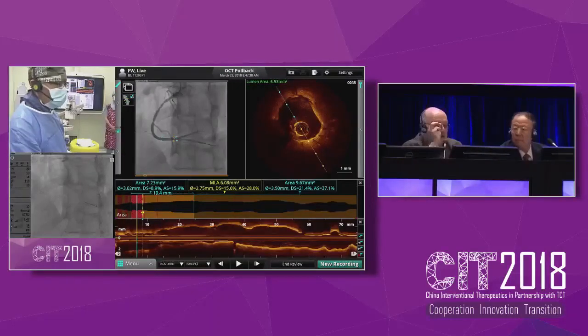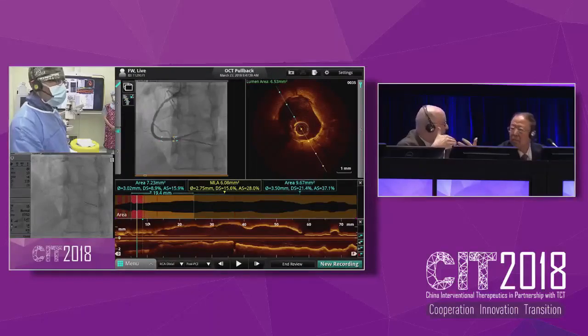If you don't see the struts, even somebody who doesn't know a lot about imaging should say there's a reason that I don't see struts. And the only reason you don't see struts is if there's lipid.